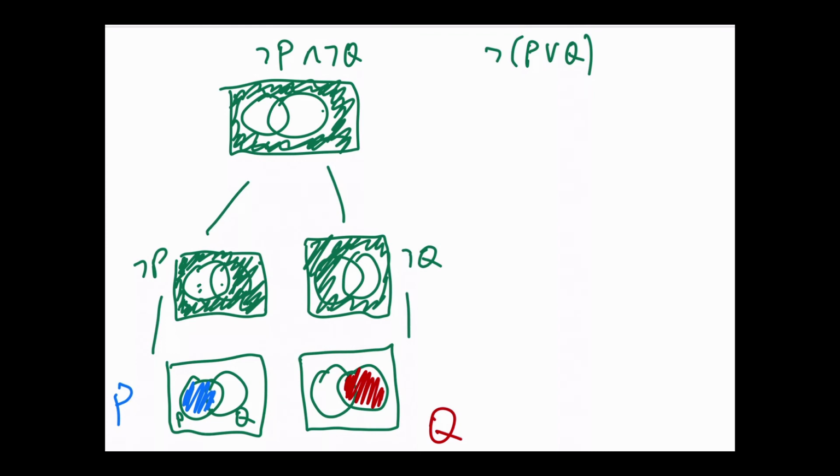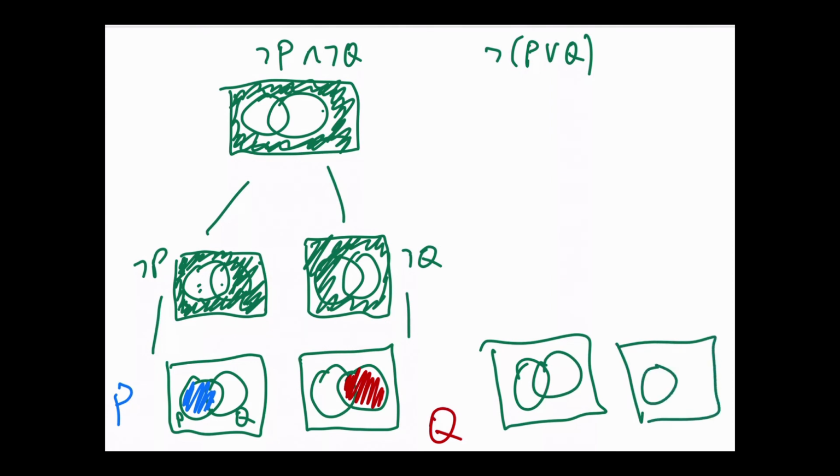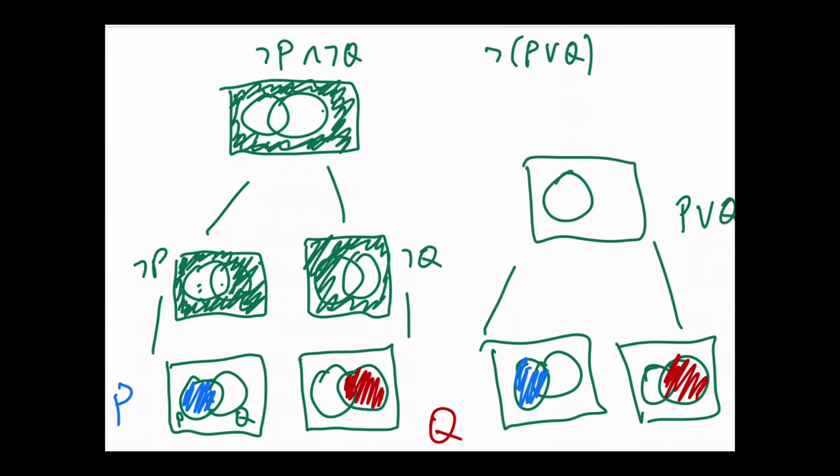So now let's do the same thing for not (P or Q). Again, I'll draw my Venn diagrams for P and Q, and I'll use blue for the P region and red for the Q region. The first thing I want to do is form the disjunction, P or Q, and I want to know what regions I should shade. There are four regions, and I should shade a region if it's shaded in at least one of the diagrams below.